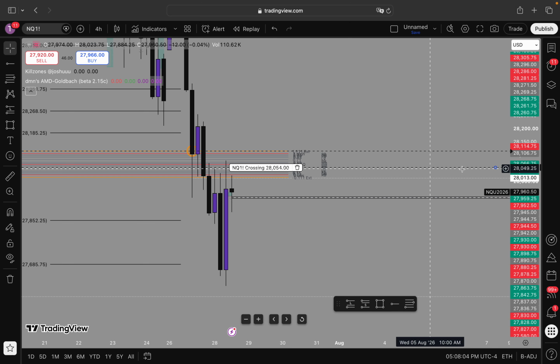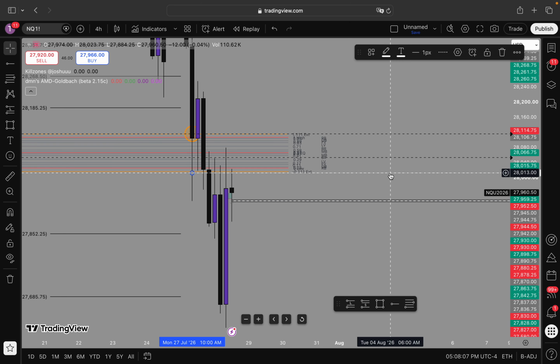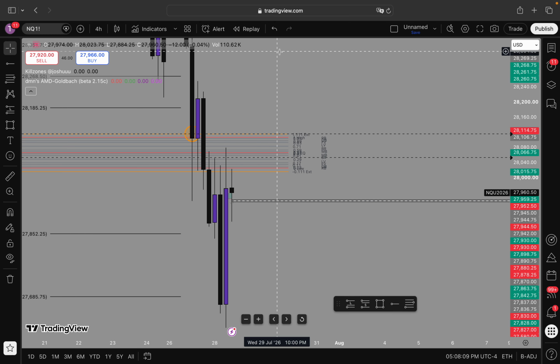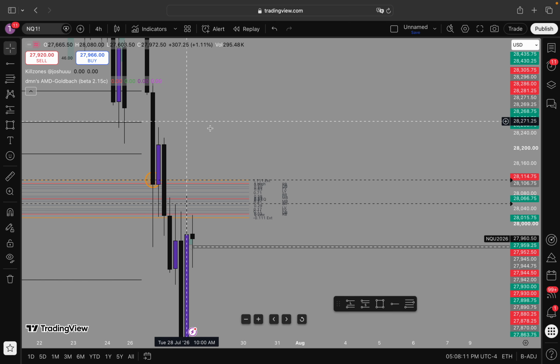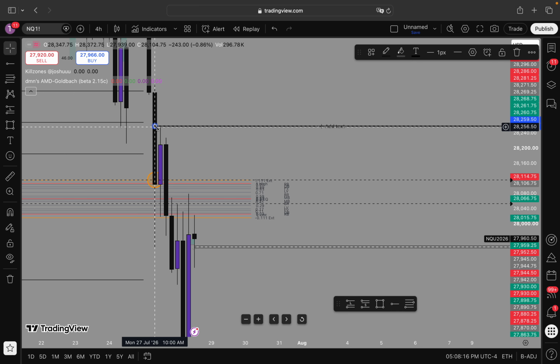All right, he's not deleting. Trying to give a clear screen. Well, they're not getting red. But we had this fair value gap up here, starting there.